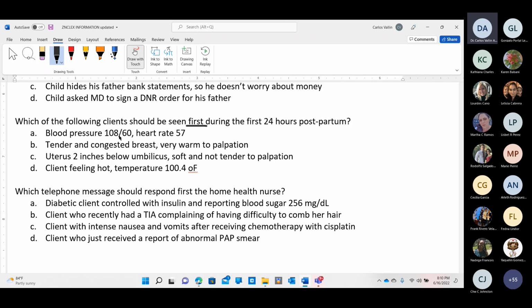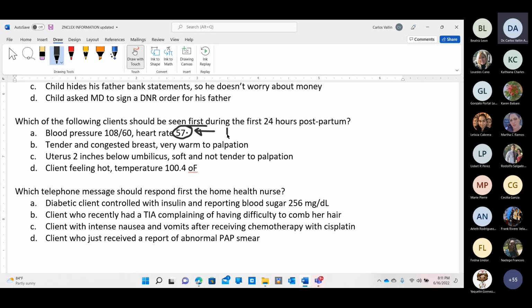Blood pressure 108/60, heart rate 57. What do you think about this? What is your opinion? The patient is in bed rest. Can you repeat? The patient is in bed rest.